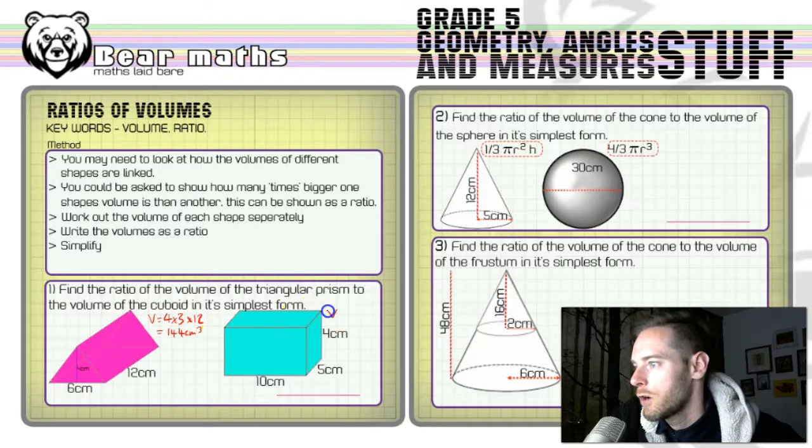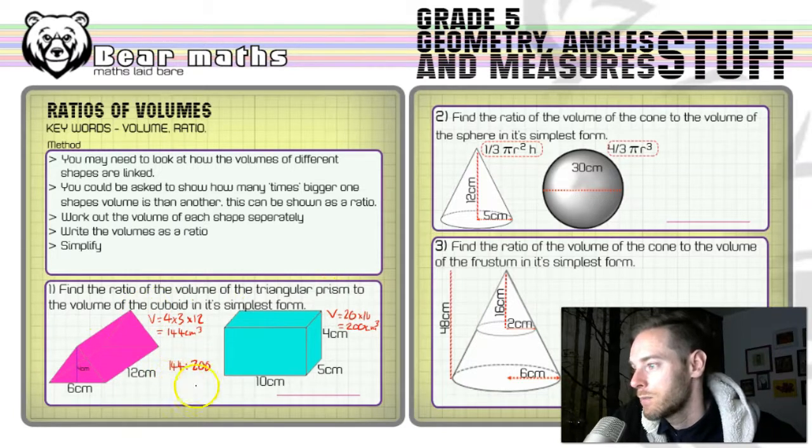Now the volume of this cuboid is even easier. We just do 4 times 5 times 10, so that's 4 times 5, which is 20, and then multiply that by 10, which is going to be 200 centimeters cubed. Now we can forget about the centimeters cubed because it's both in the same units. So we're going to write the ratio of 144 to 200. The reason I've done it in that order is because it says in the question triangular prism to the volume of the cuboid in its simplest form.